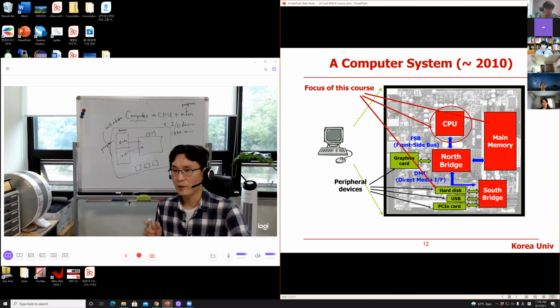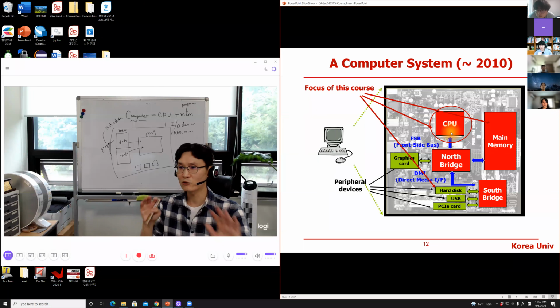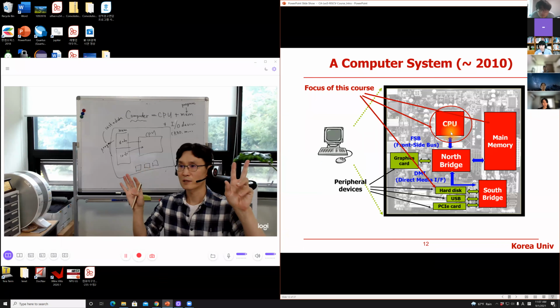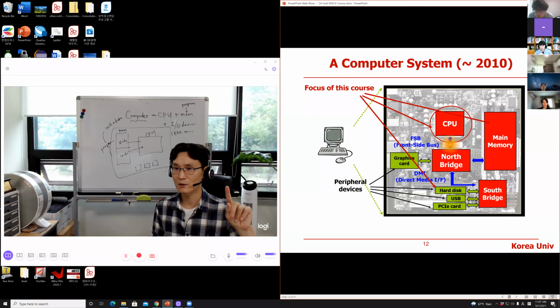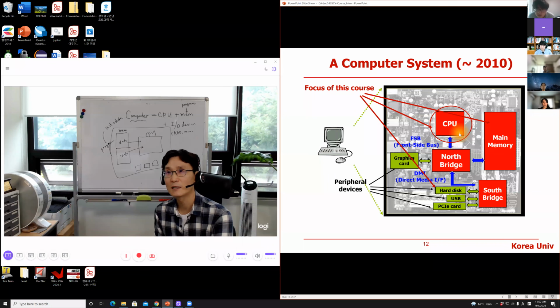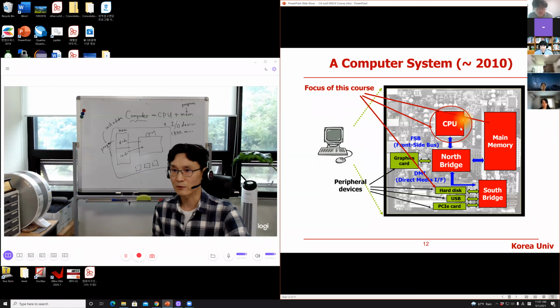In this class, we are going to focus on two components. First, the CPU, the brain: how this CPU is operating, and what kind of memory components you have in a computer. There are two big topics we are going to study. The first one is the CPU. We are going to spend roughly 10 weeks talking about this CPU, instruction and hardware implementation.